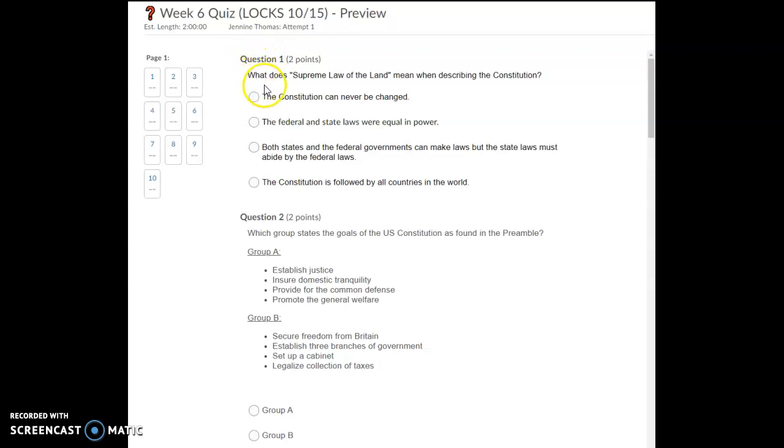Question 1. What does supreme law of the land mean when describing the Constitution? The Constitution can never be changed. The federal and state laws are equal in power. Both states and the federal governments can make laws, but the states must abide by the federal laws. Or the Constitution is followed by all countries in the world.